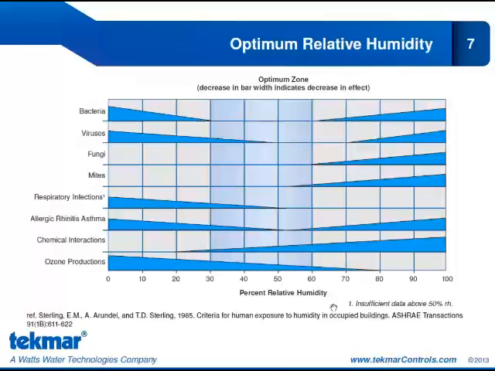When we are outside of that optimum zone, then we will have more problems with bacteria, viruses, and biological organisms. You will also see a greater incidence of respiratory illness and infection. So it is important for us to control relative humidity because it's important for our health and our comfort.